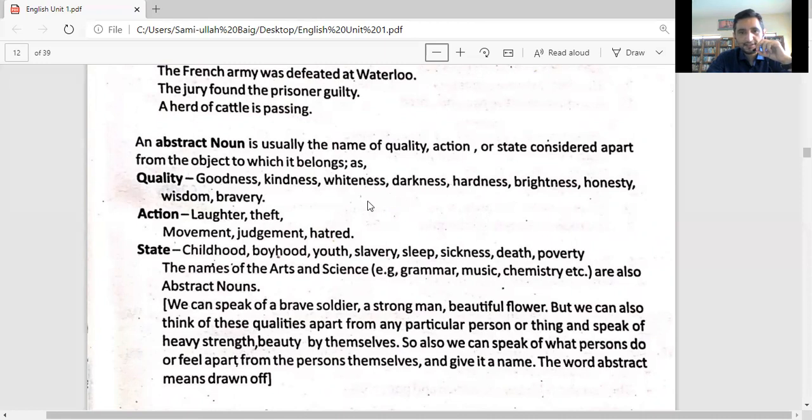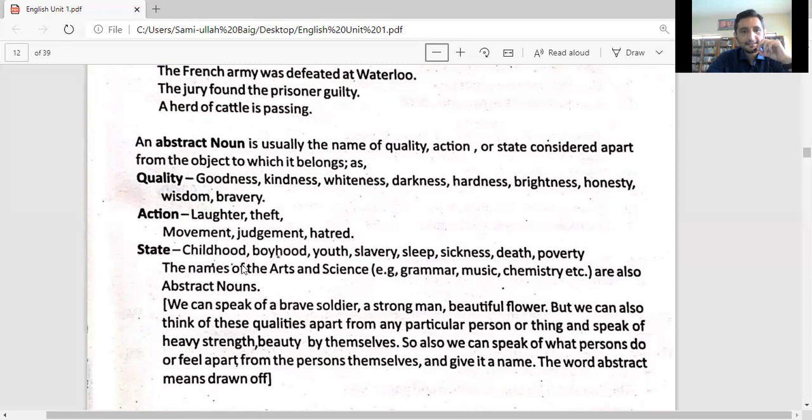Similarly, these are qualities. Then we have actions. See here, action. So an abstract noun can be laughter. Laughter is when someone laughs, but the quality of the action itself may be considered an abstract noun. Theft, movement, judgment, hatred, and more.